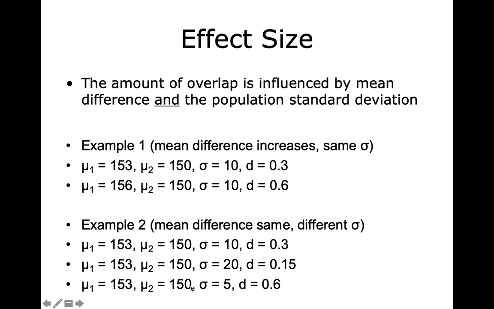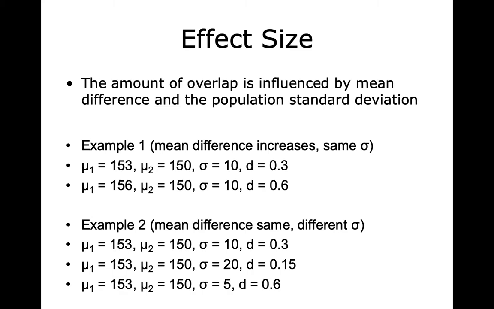However, in the third example, what happens when we have a population standard deviation of 5? You can see that the result is a d of 0.6. So there you have to imagine that we've got more narrow curves, more narrow distributions. Moving those curves apart by 3 points results in less overlap, a bigger effect size.